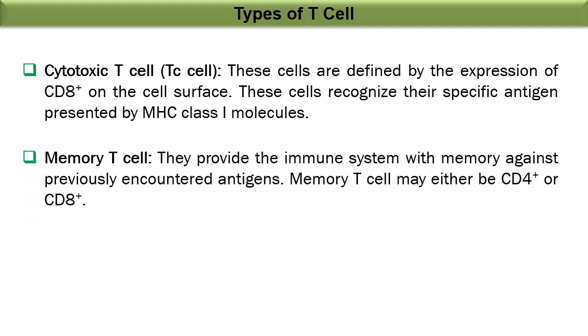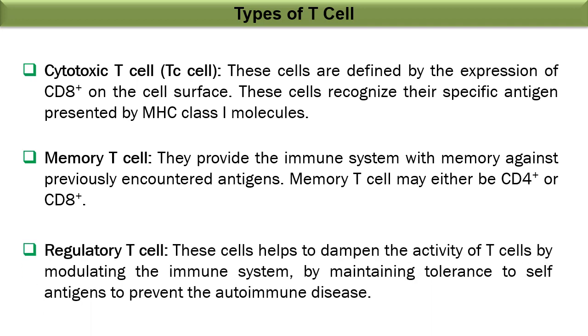Memory T cell. As we all know, following an infection, antigen-specific long-lived memory T cells are formed. They are important because they can quickly expand to a large number of effector T cells upon re-exposure to the antigen. These memory T cells can either be CD4+ or CD8+. Regulatory T cells, formerly known as suppressor T cells, help dampen the activity of T cells by modulating the immune system, by maintaining tolerance to self-antigens, and prevent autoimmune disease.